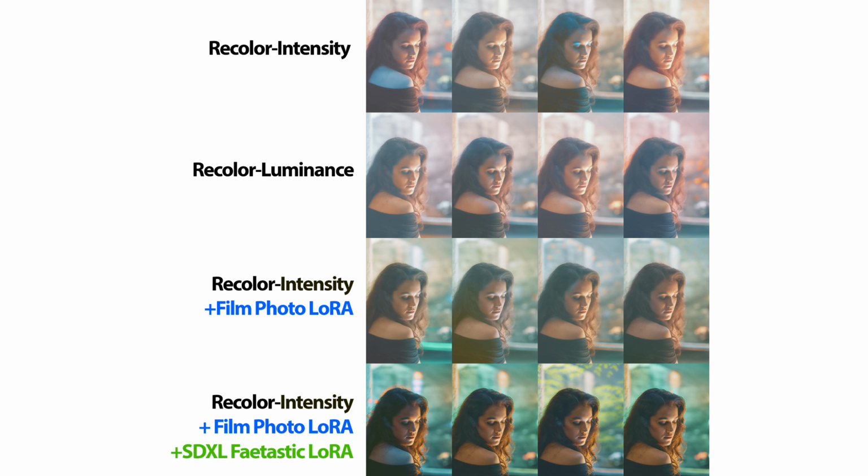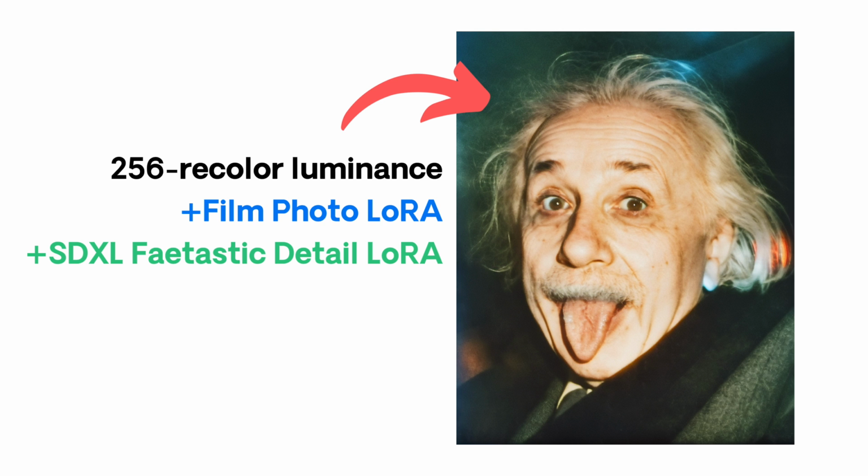Let's compare the effects. Luminance brings slightly warmer colors, and intensity and luminance both exhibit a whitening effect. SDXL FaeTastic LoRA seems to have rescued the image from overexposure and excessive whitening, resulting in a clearer picture. This coloring of Einstein's old photo was done using the settings shown in the video.